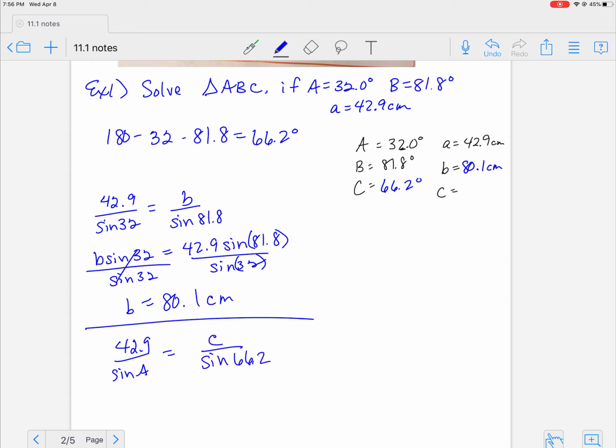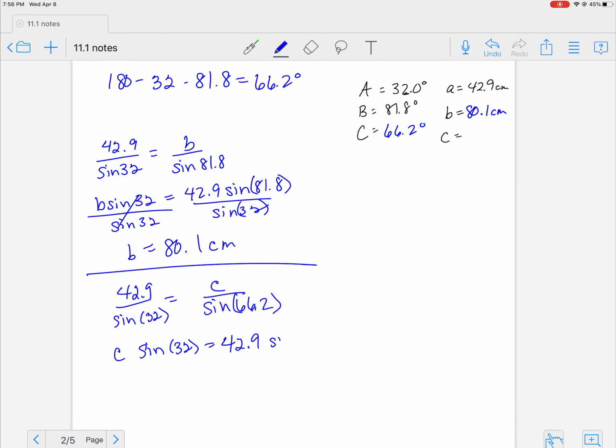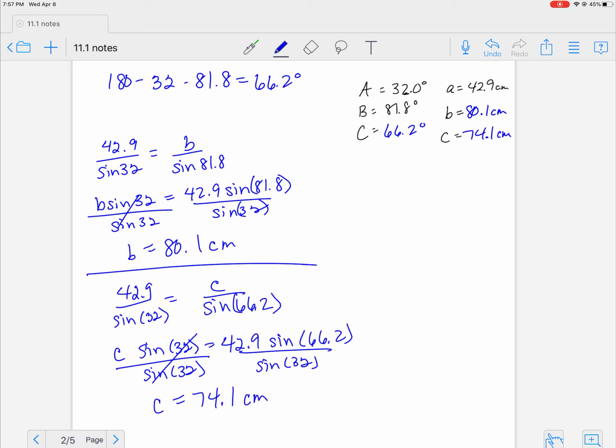Let's find c. Go back to what you're given. Don't go with this rounded business. Go back to what you're given for your proportion. So I've got 42.9 over the sine of 32 is equal to side c over the sine of 66.2. Oh, shoot, I put A in there and we all know that it's 32. Do your cross multiplication again: c sine of 32 is 42.9 times the sine of 66.2. Divide both sides by the sine of 32. c is now equal to whatever that says in your calculator. 74.1 is what I come up with.